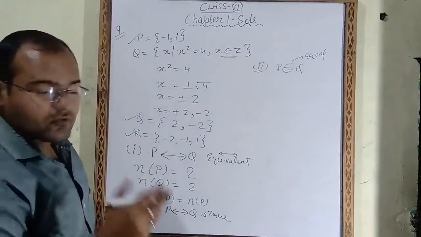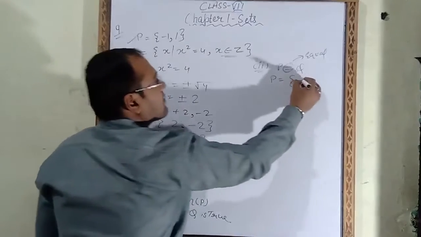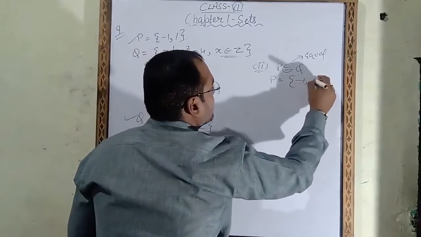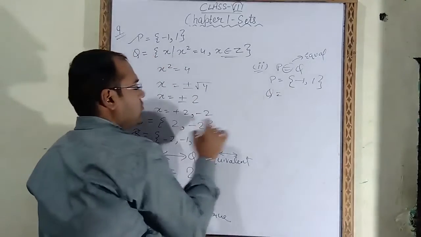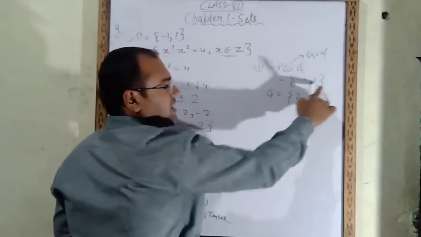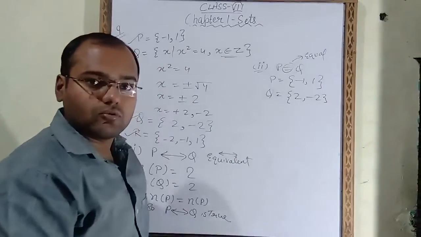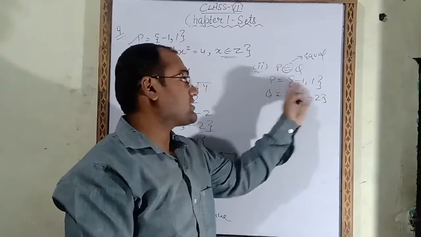So in this case, what you have to do, you have to check the elements of P. Elements of P are -1 and 1. Q, 2 and -2. These are the elements of P. These are the elements of Q. Both the sets are different.